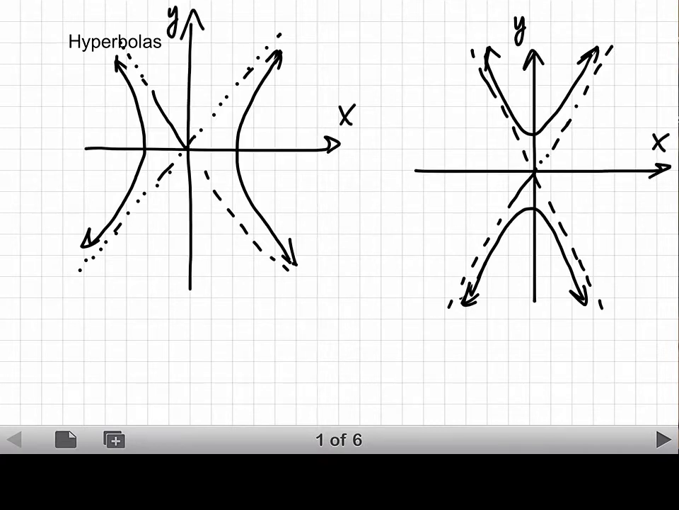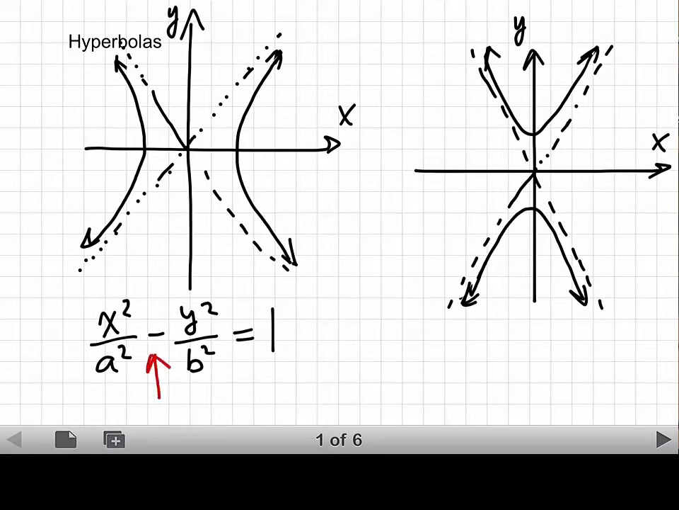For hyperbolas centered at the origin, we're going to see two equations. For a horizontally oriented hyperbola, that is left and right, we're going to see x squared over a squared minus y squared over b squared is equal to 1. And the way we're immediately going to be able to recognize the equation as that of a hyperbola is that the terms are separated by a minus sign. That is, the two terms have opposite signs.